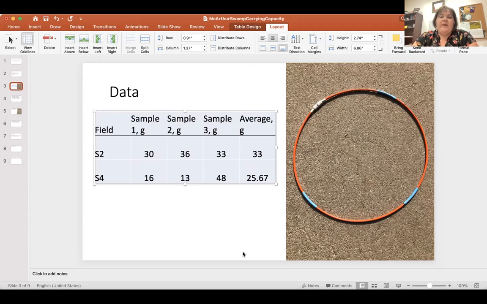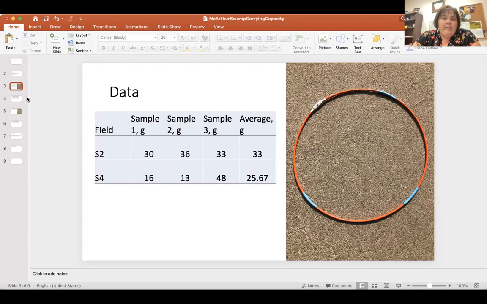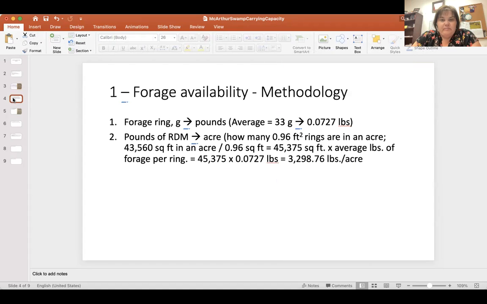25.67. Great. Okay, thank you. All right, step number 1, check. All right, so now that we've got our averages, let me just walk you through the S2 pasture example.